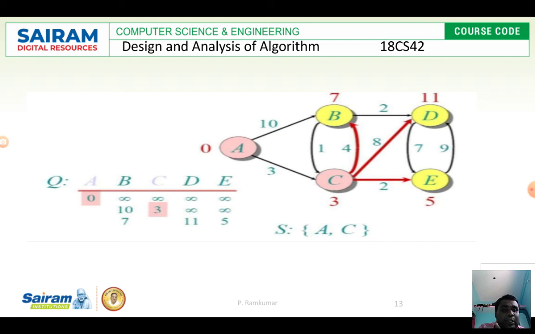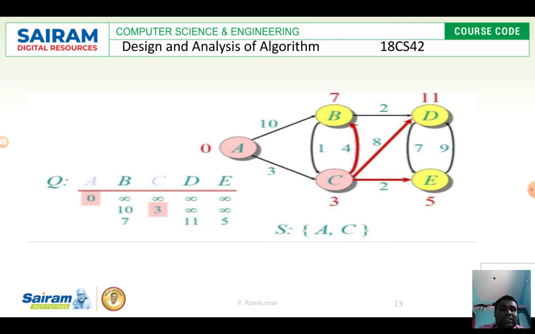C carries value 3. If I travel from C to B, the travel value is 4 km, so 3 plus 4 is 7. C value 3, and the distance between C and E is 2, so when I reach E, it will become 5. C value 3, and the distance between C and D is 8, so if I choose the path from C to D, 3 plus 8 will be 11.